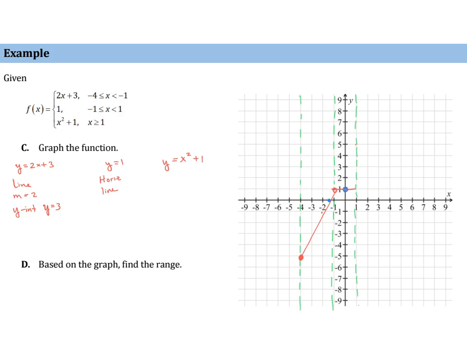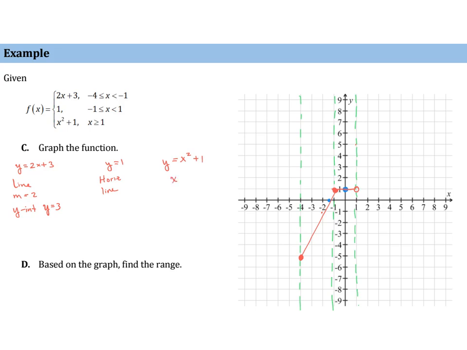Now, since x equals negative 1 is allowed on that second piece, we can put a closed dot on that left point of that piece. So it fills in the dot from the previous piece. And then on the right, we're going to have an open circle because x is not allowed to be 1 on that piece. Now let's look at y equals x squared plus 1.